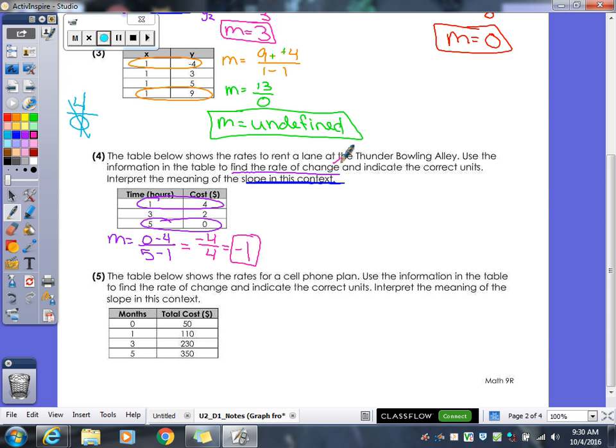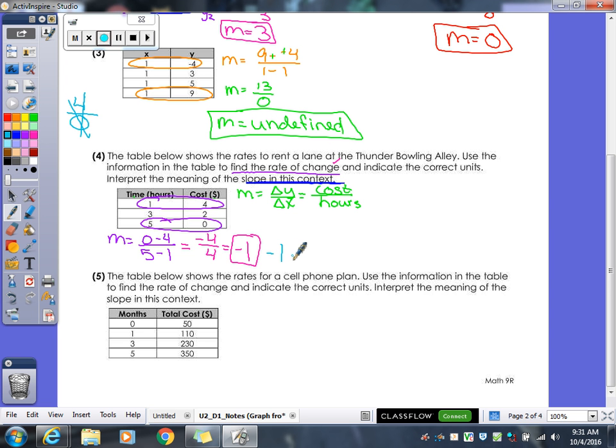Find the rate of change. Check. And we need to indicate the correct units. That's the tricky part for a lot of people. So what we have to remember, going back to our definition of slope, slope is your change in y over your change in x. So to get our correct units, we have to remember which one is our y, time or cost? Cost. So for this problem, it's cost over time, which is in hours. So when we're doing our slope, that's how much we're paying per hour.